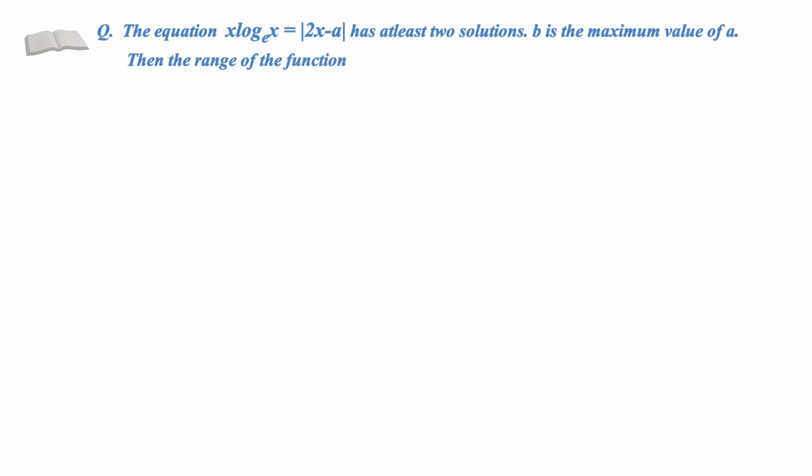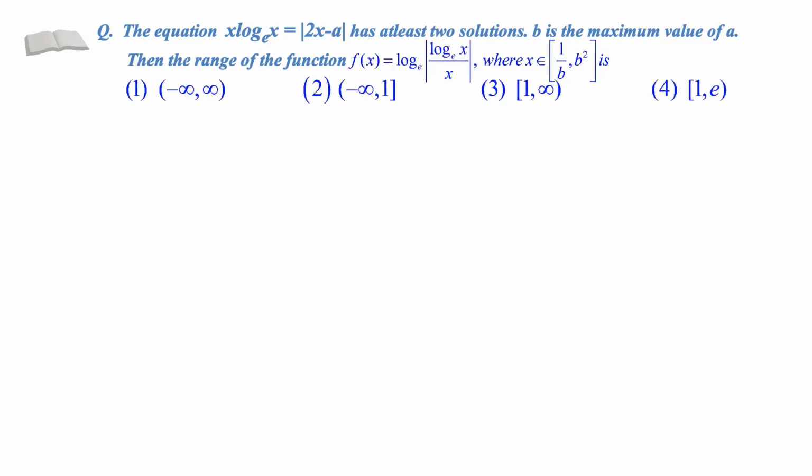The equation x log x equal to modulus of 2x minus a has at least 2 solutions. B is the maximum value of a. Then the range of the function f of x equal to log of modulus of log x by x, where x belongs to the interval 1 by b, b square is.